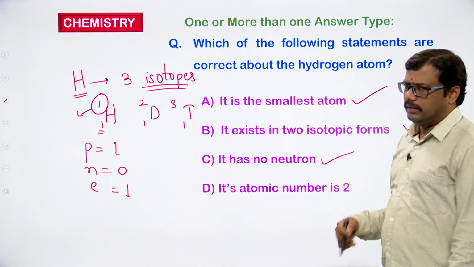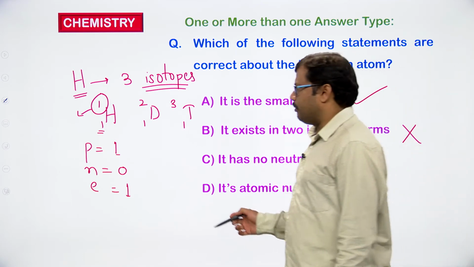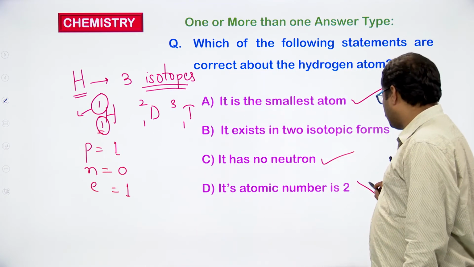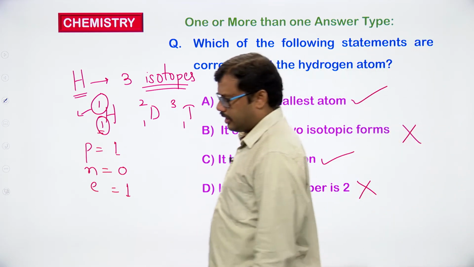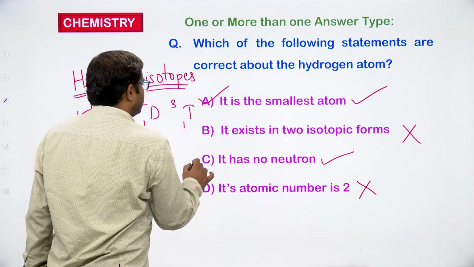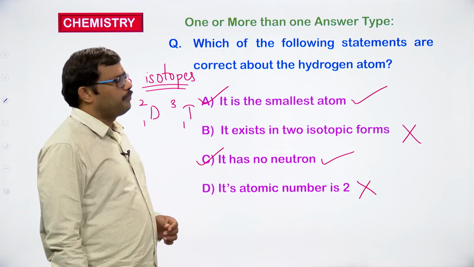Its atomic number is 2. The atomic number of hydrogen is 1, so it is not correct. The fourth statement is also a wrong statement. So how many correct answers are there? A is correct, C is correct. So A and C are the correct options for this particular question.